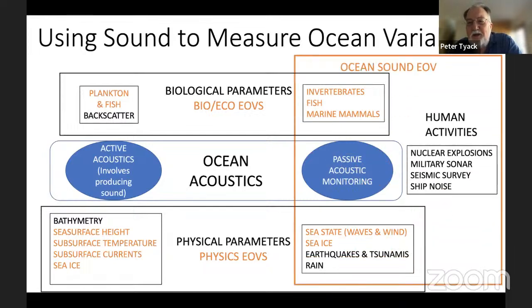And just to be really clear, the ocean sound essential ocean variable only involves passive acoustic monitoring. It's monitoring in the ocean for sounds produced by things in the ocean. And it also includes human activities which are not part of the global ocean observing system, but we view as quite important to think of in terms of stressors, and they may be dominant sources of noise in some frequency ranges in the ocean.